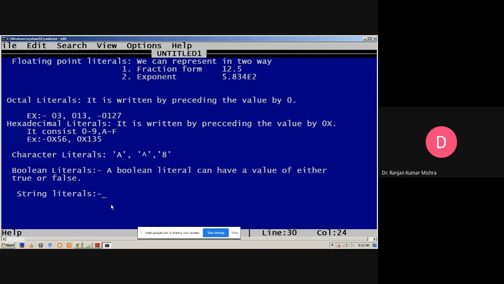When we discuss string literals, they are always enclosed in double quotes. A string literal consists of a sequence of alphanumeric characters enclosed in double quotation marks. For example, suppose "total marks" will be a string literal. Next, suppose "34.7890" is also enclosed in double quotes, so it will also be treated as a string literal.